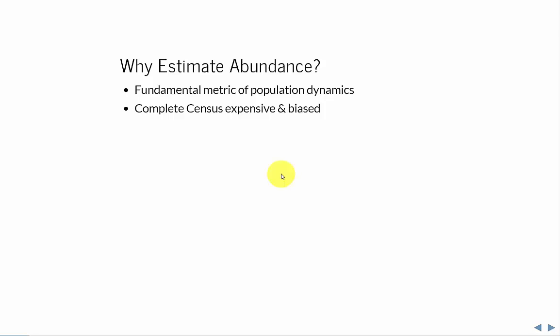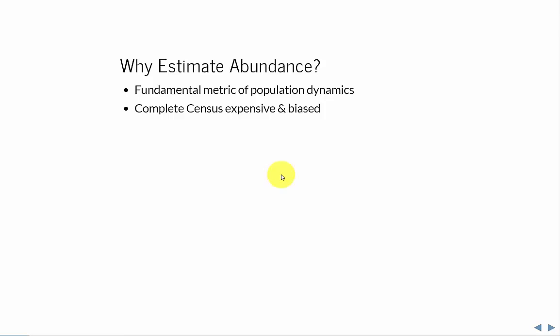Abundance is the fundamental metric of population dynamics. The study of population dynamics is the study of how the abundance of a population changes over time. So before we can study how the population changes over time, we first have to know how many individuals there are. In the past, it was common to use a so-called complete census where every single animal was counted.